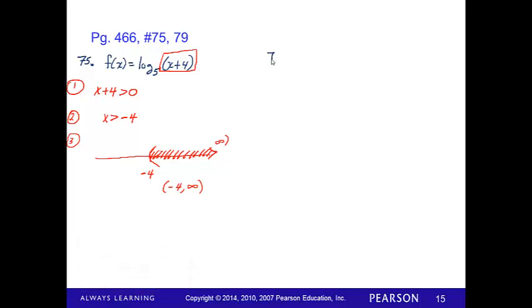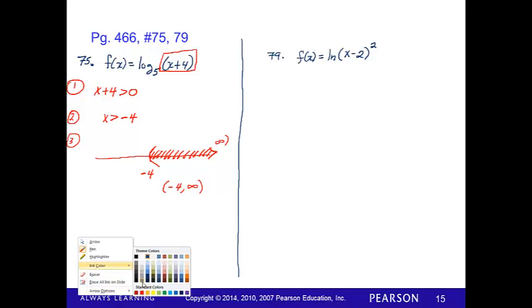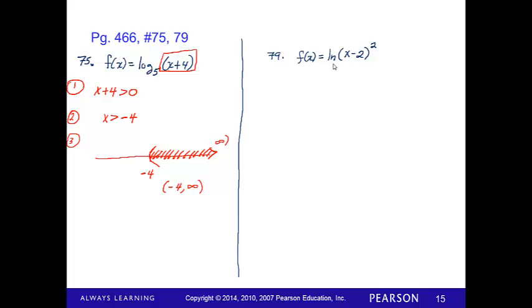All right, let's look at number 79. So we have f of x equals the natural log of x minus 2, whole thing squared. Now the natural log is just like log. Natural log is really just log base e. So we're still looking for domain, which means we're still focusing on the argument. So the argument is all of this, the whole x minus 2 whole thing squared.